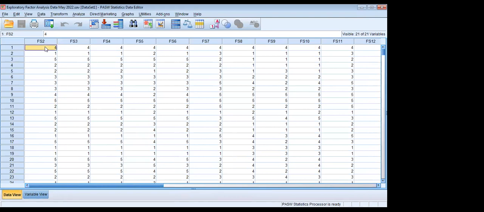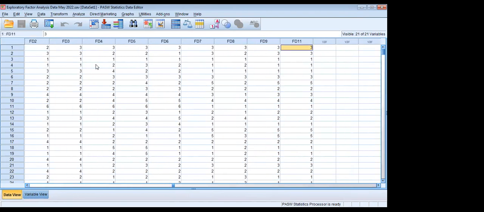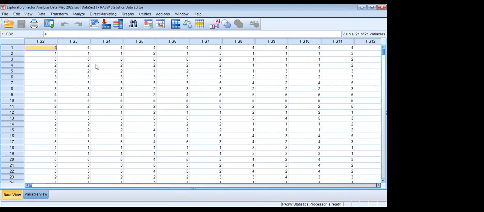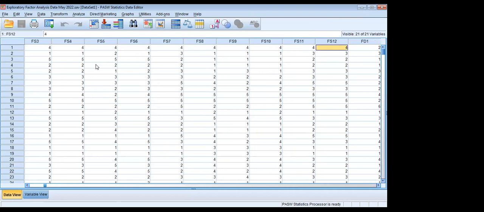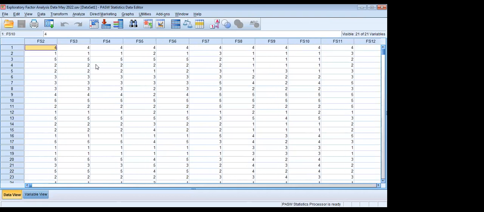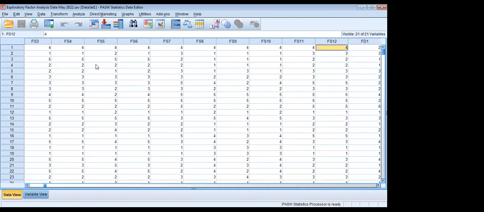So this SPSS file contains a data set, right? How many variables are now listed? It has so many variables, FS2, 3, 4, 5, 6, 7, 8, 9, 10, 11, 12. So from 2 to 12, how many variables? 11. 11 research statements are presented in part A of your questionnaire.